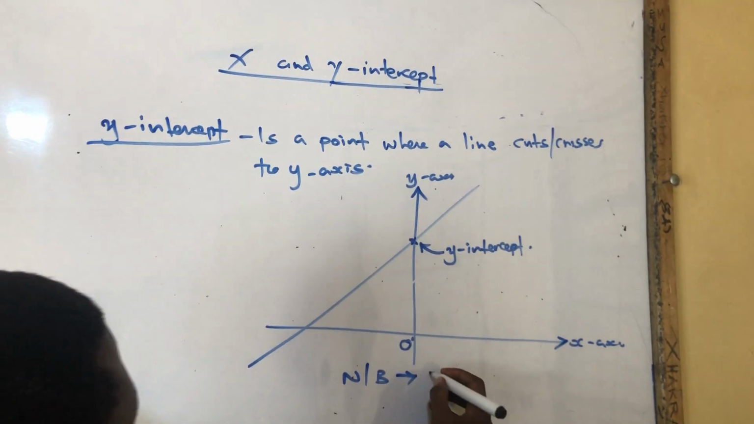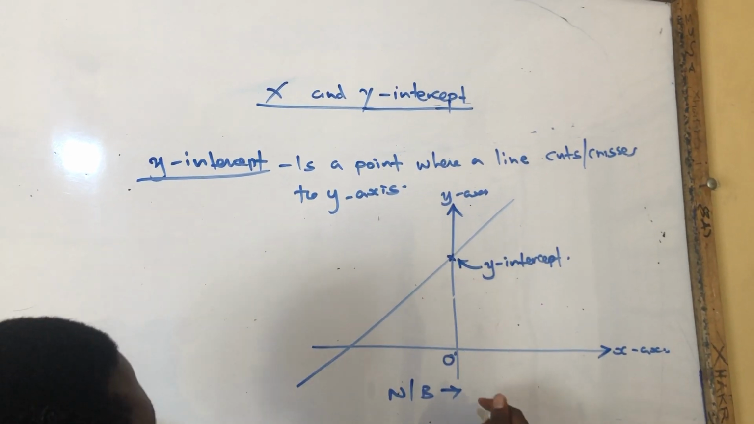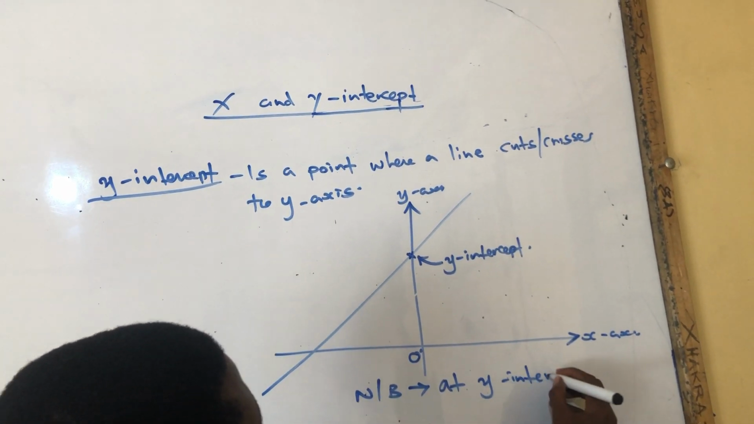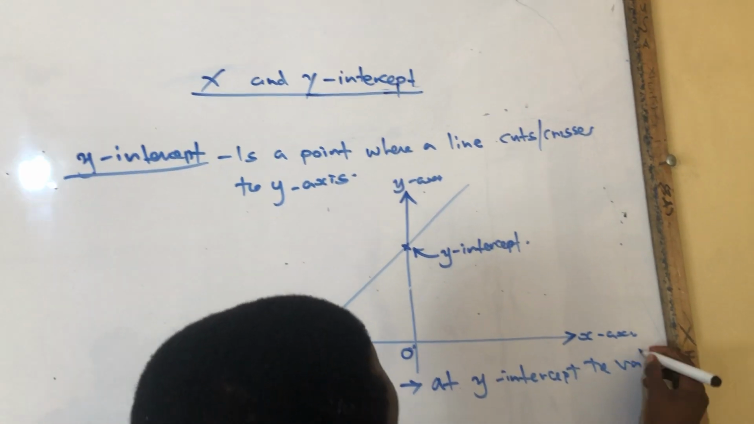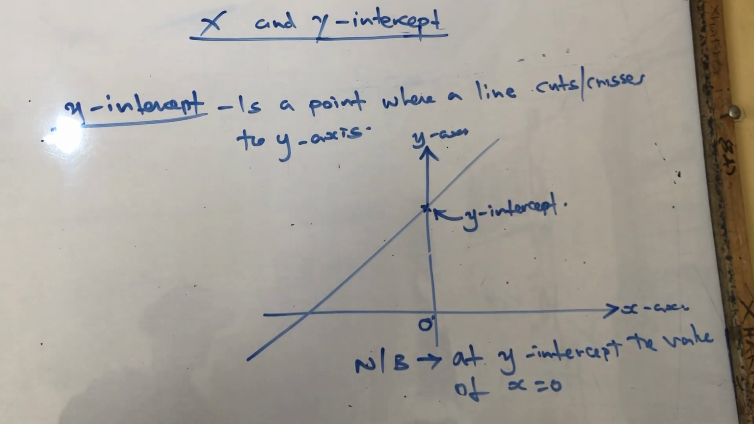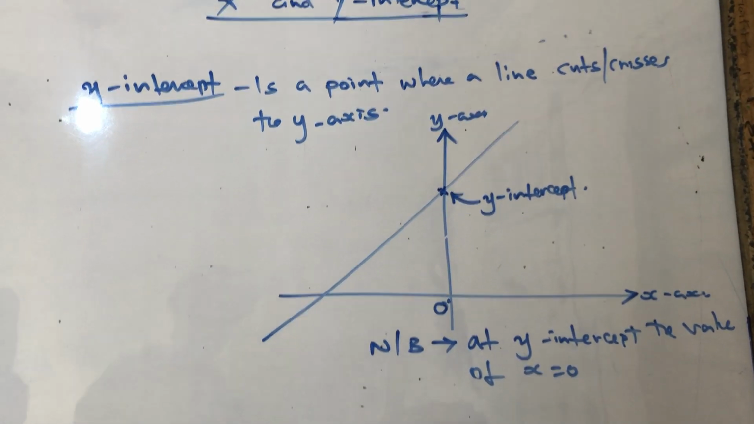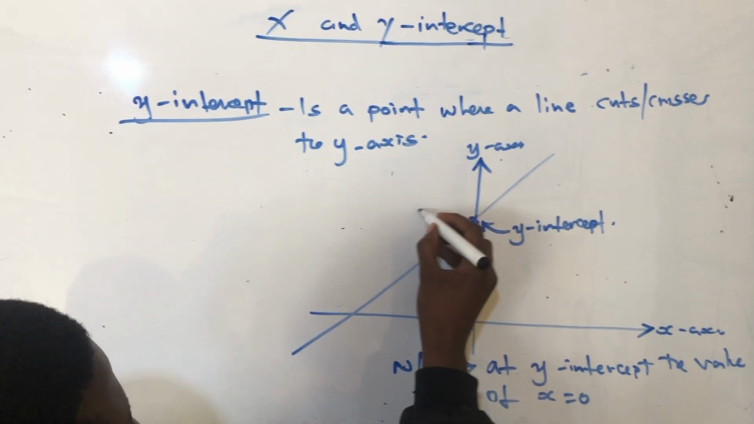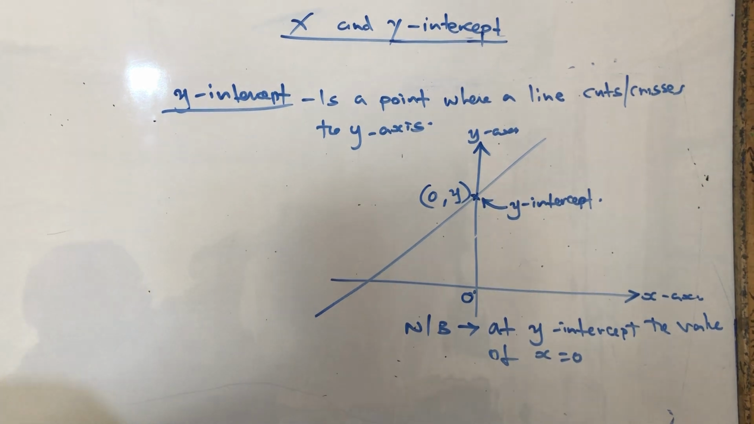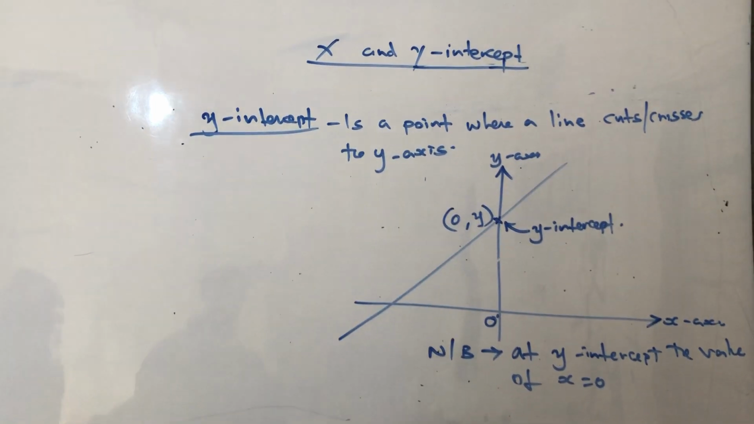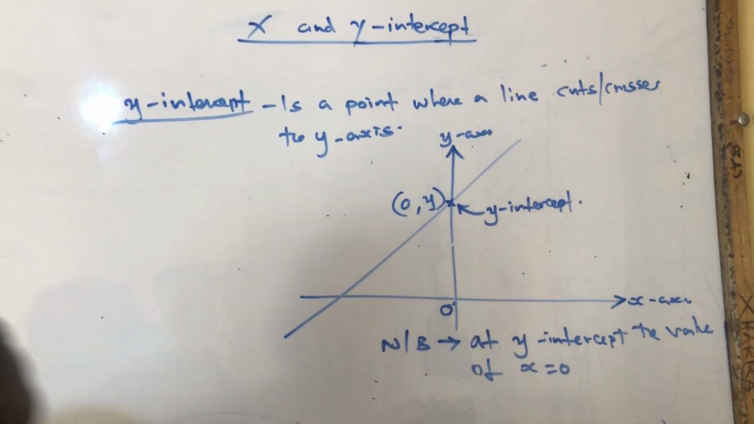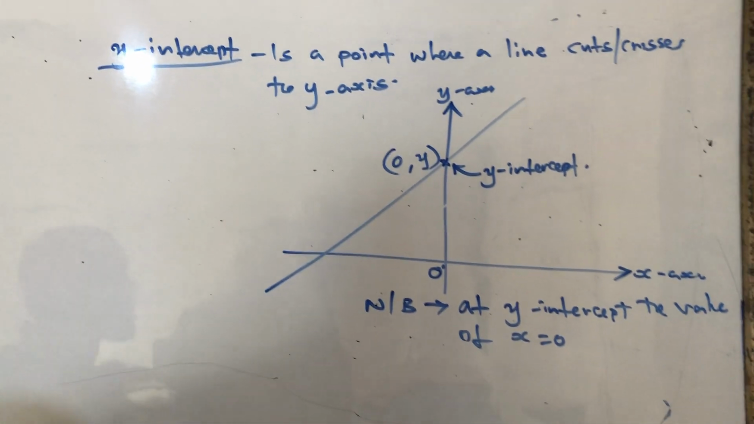As for the y-intercept, do take note that at y-intercept, the value of x will always be equal to 0. So this time around, it is the opposite. At the y-intercept, the value of y will vary, but the value of x is expected to be 0 all the time. That is what happens at the y-intercept.